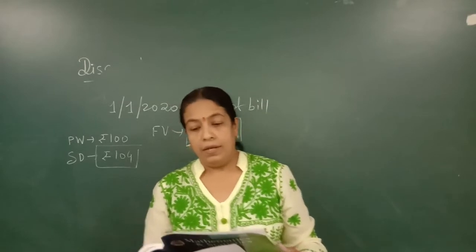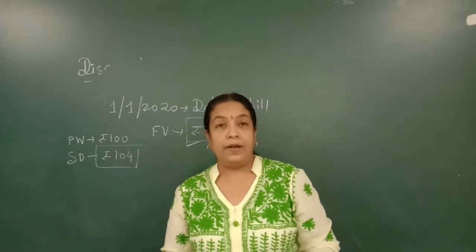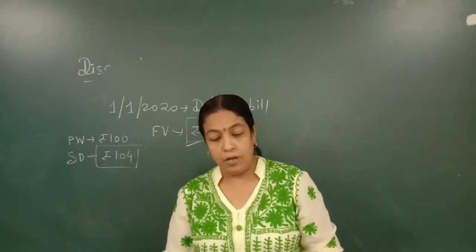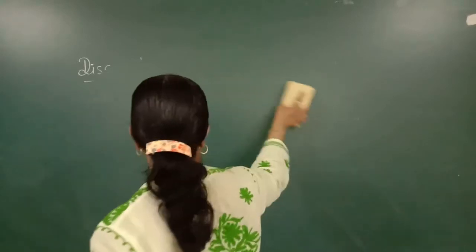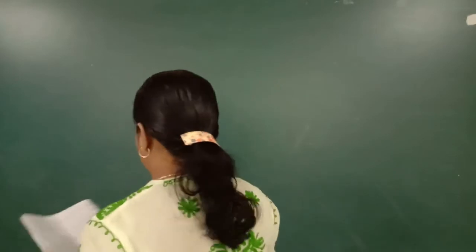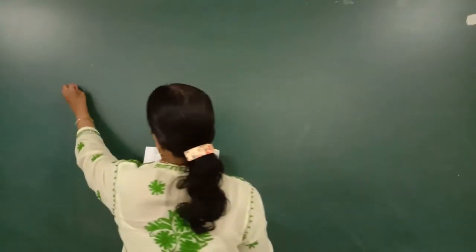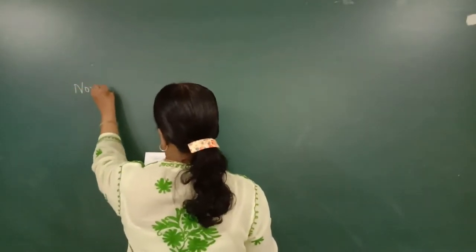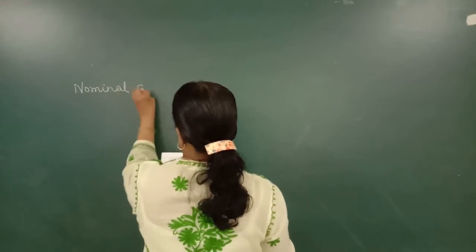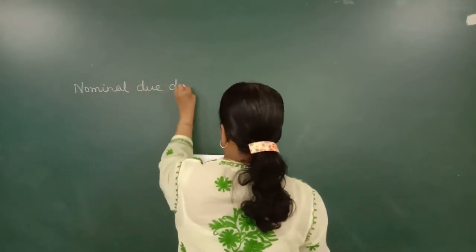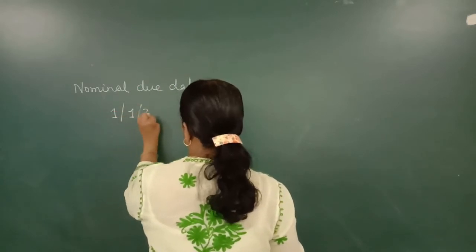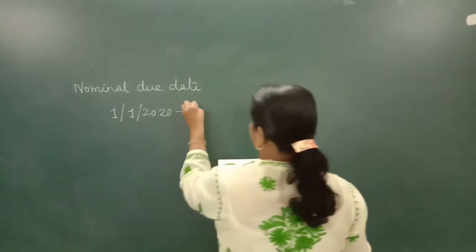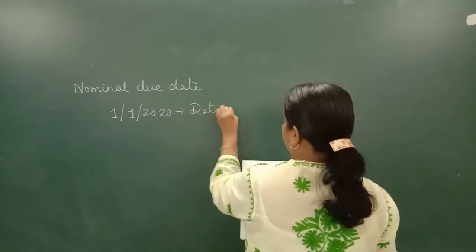Okay. Now, the drawee receives the payment. Now, nominal due date. Now, see, this is very important. Nominal due date. Now, suppose we take the same date. This is what? Date of bill.